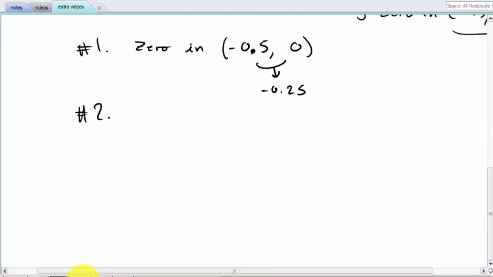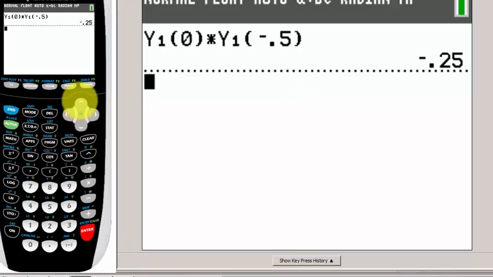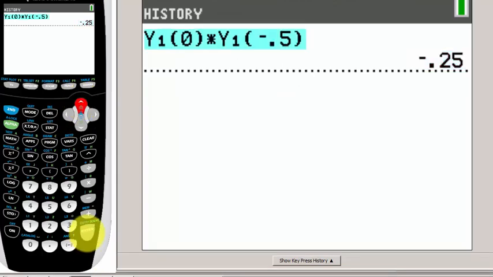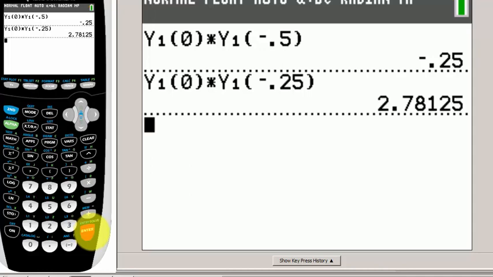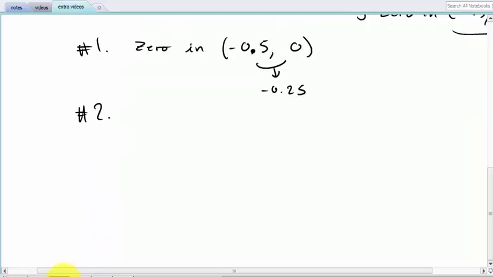I'm gonna check out the product of, so I'm going just to take this right here, and I'm going inside and I'm gonna type 0.25. Here we go. Let's check out the product. It is positive this time. So, where's my root? Well, the root is not between 0 and -0.25. It is between -0.25 and -0.5.